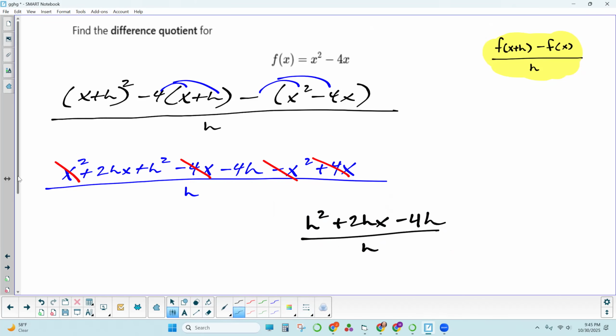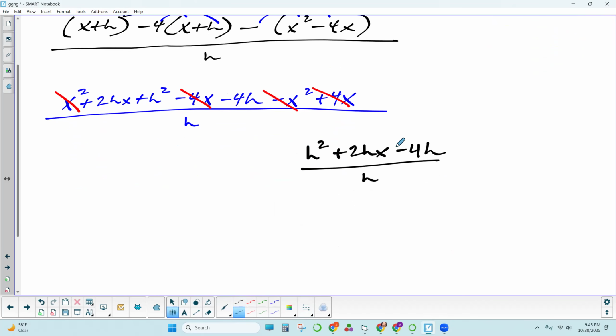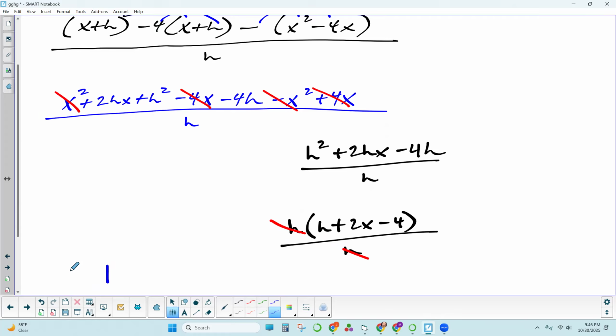Now, again, I'm going to factor out h on top. Now I can cancel the h on the bottom. What I'm left with is my difference quotient, which is 2x plus h minus 4. And we're done. It's as easy as that.